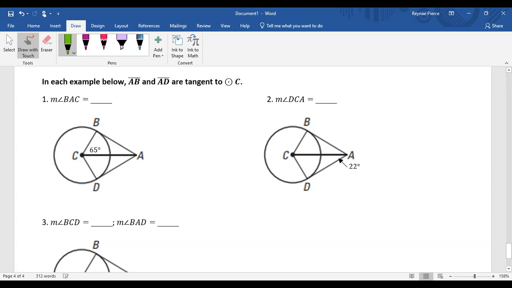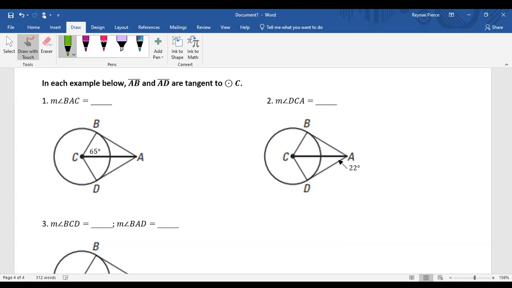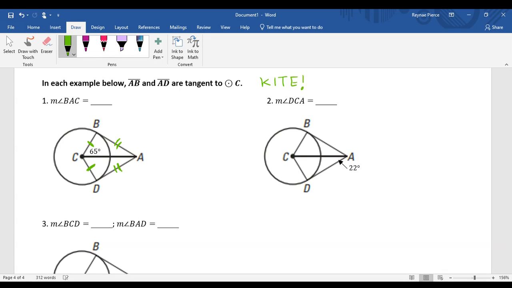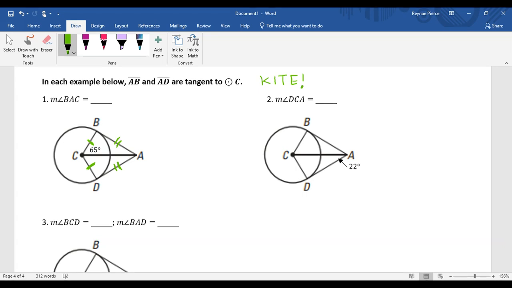And then this last kind of example, when you see something that looks like this, where we've got the radii also included in this picture, all of our radii are congruent. These tangents are congruent, which means we are actually looking at a kite. So you might have to pull in some information from chapter 6 with properties of kites. But for now, we're going to do example 1 together.